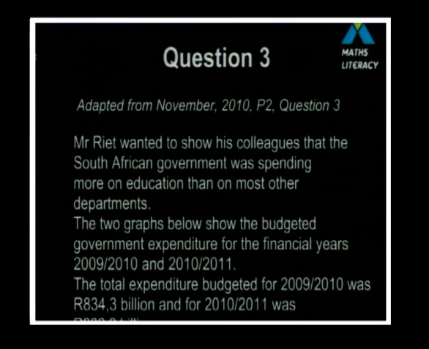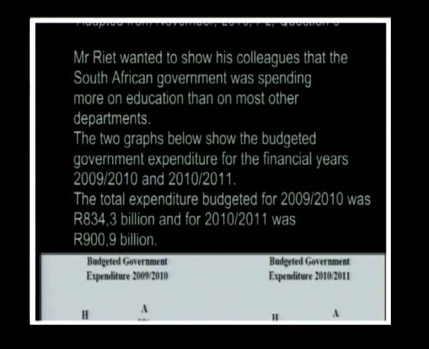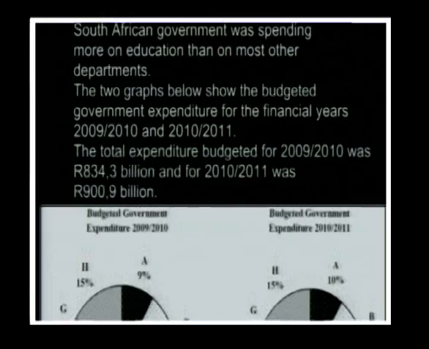We're moving on to question number 3 now, which again is an exam question adapted from November 2010, paper 2, question 3. Mr. Ritt wanted to show his colleagues that the South African government was spending more on education than on most other departments. The 2 graphs below show the budgeted government expenditure for the financial years 2009 to 2010, as well as 2010 to 2011. The total expenditure budgeted in 2009-2010 was 834.3 billion rand, and for 2010-2011, 900.9 billion rand.